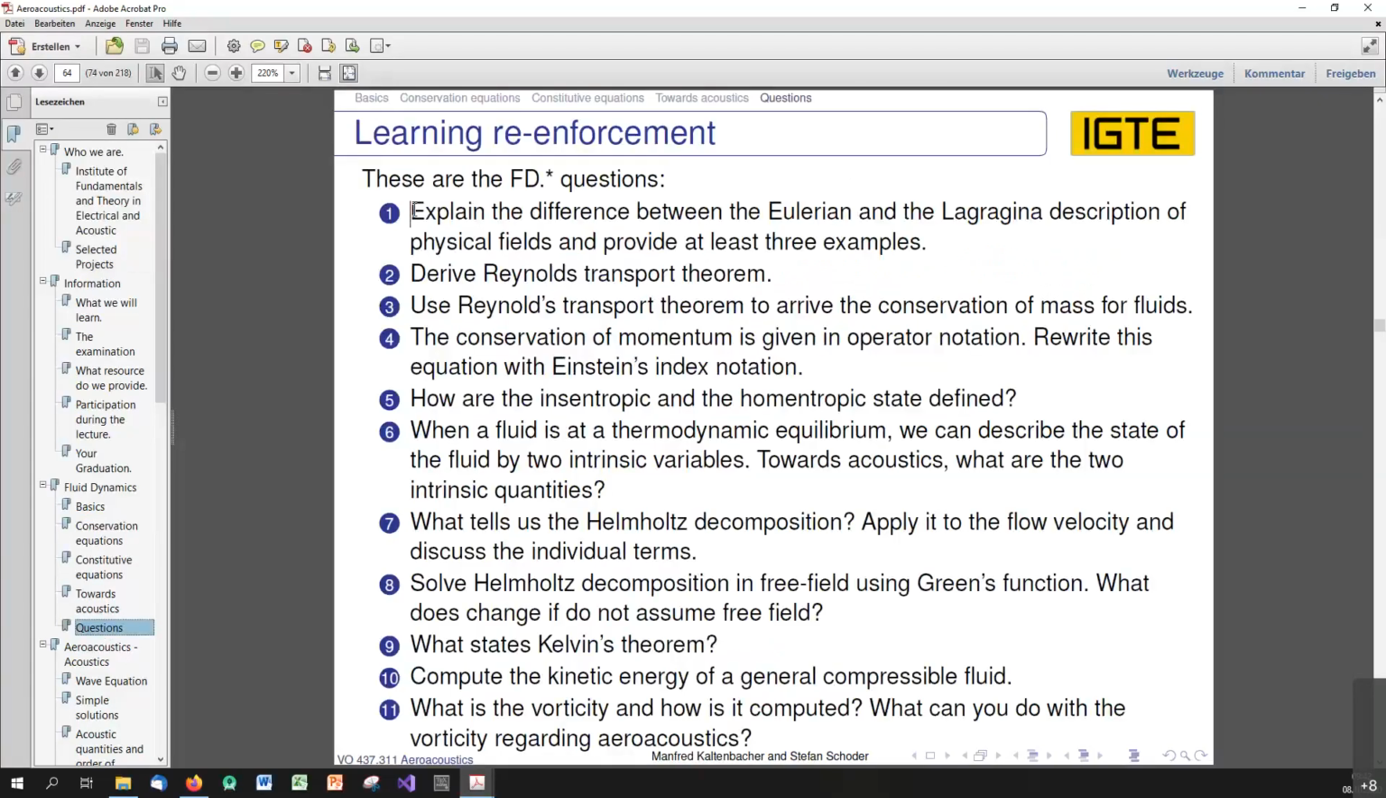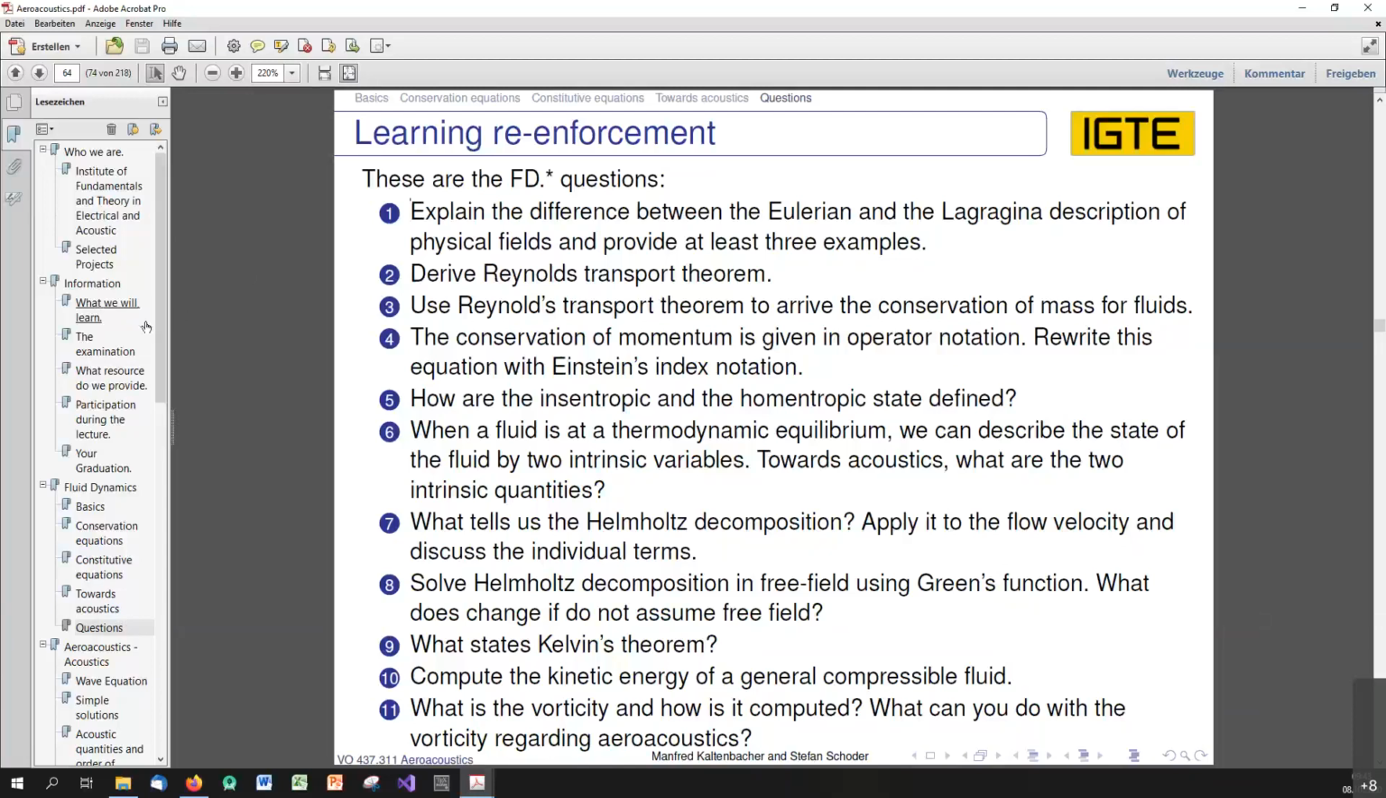Here, for instance: explain the difference between a Eulerian and Lagrangian description of physical fields and provide at least three examples. This is not really a calculation. This is just looking up in the lecture notes, and you will get it. Or just discussing it with me next week.